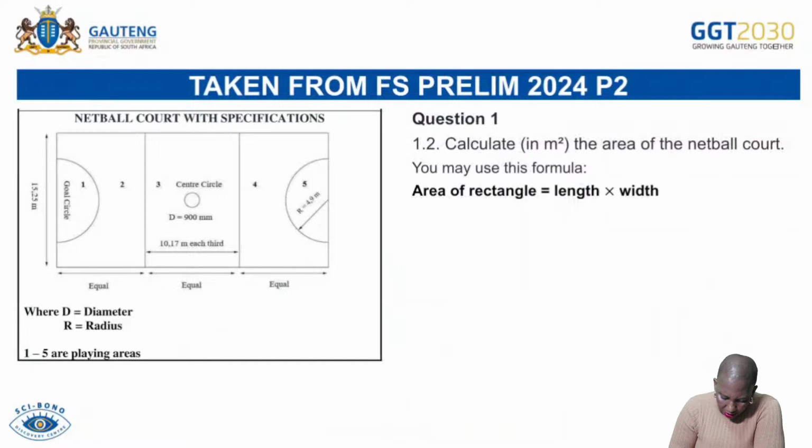Let's go to the next one. It says calculate in meter squares. Now you see the examiner also guides us. It says in meter squares the area of the netball court. You may use the following formula: length times breadth. Now when you check here, the length of the netball court is 10.17, and then it's the same. They have guided us. We'll start with the length.